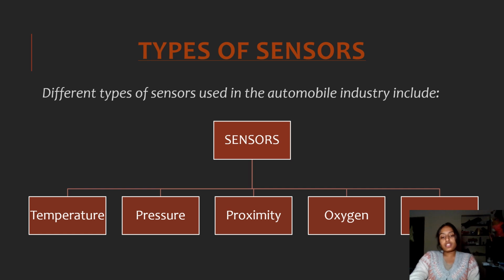And in pressure sensors, the input will be the pressure on, it could be the wheels or anything like that. The pressure is taken as input. Proximity is used for parking and other things, to check the proximity of other devices or other equipment. Oxygen is how much oxygen is available at that moment in the air around them. And the speed sensor is used to sense how much speed the car is in.